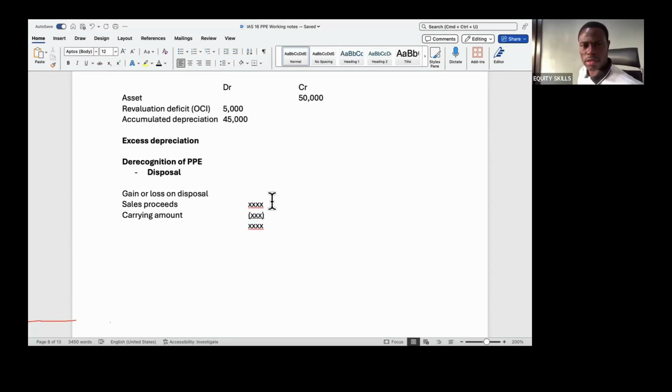Okay. This is an asset that has been revalued before. If it's a gain, it's an income, so it's like crediting P&L. It's not like debit P&L. If it's a loss, it's an expense. You can mix it up with your administrative expenses. It's an expense if it's a loss.